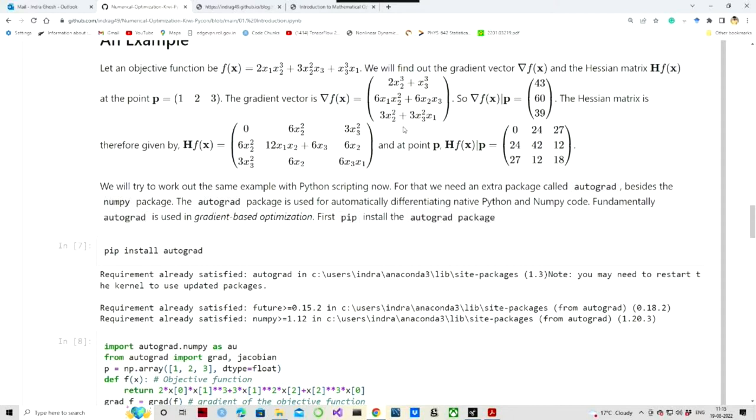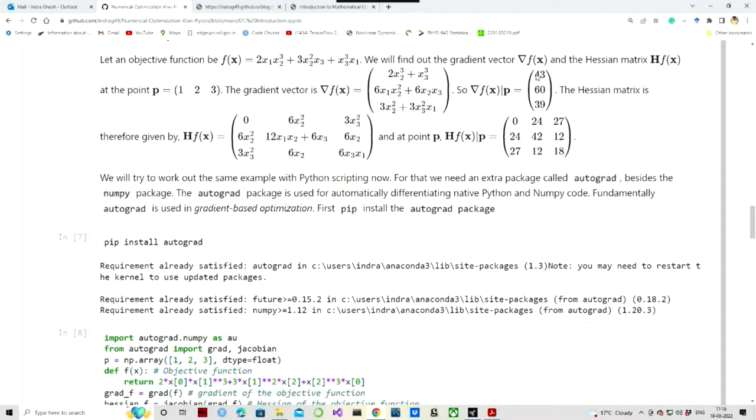The analytical formula for nabla f of x is given by this, and I'm just showing it here to show that if we use autograd to calculate these values, it will give the same values. So this is the actual value of the gradient of f of x at that point p. And the Hessian is also given by this, which at point p is given by this matrix.